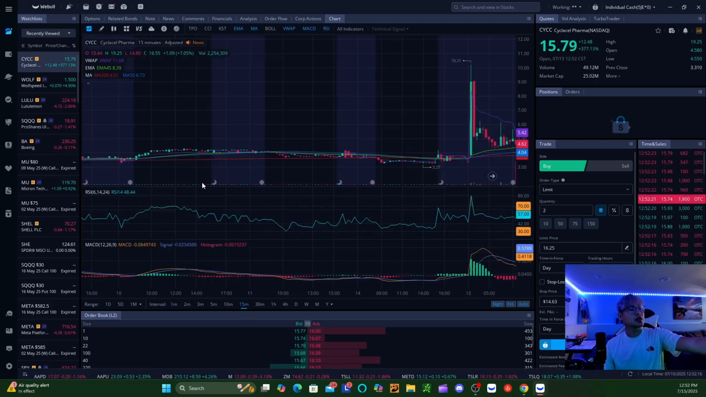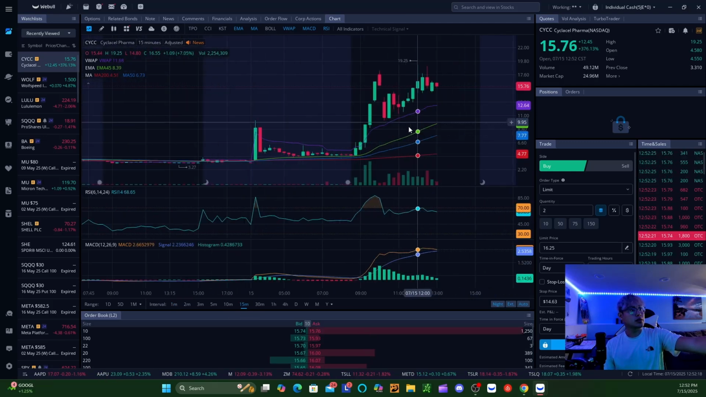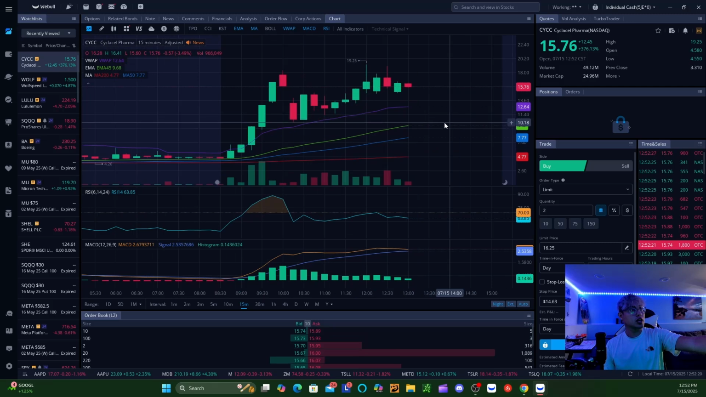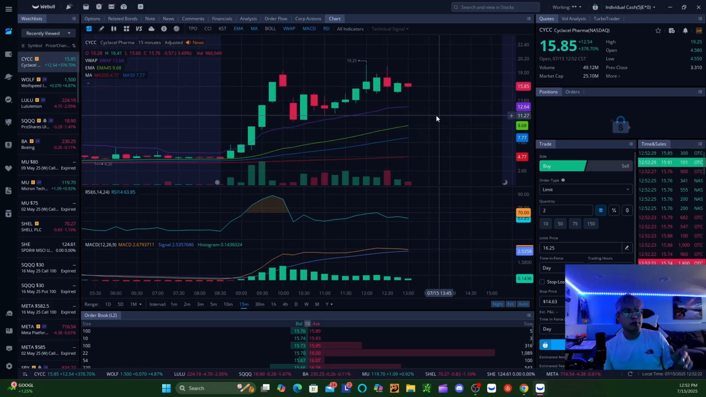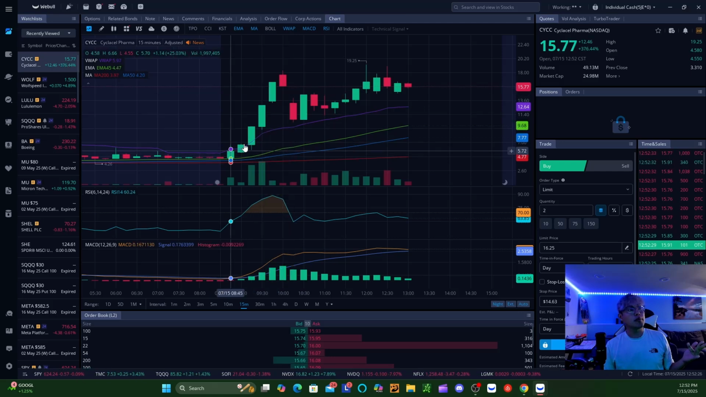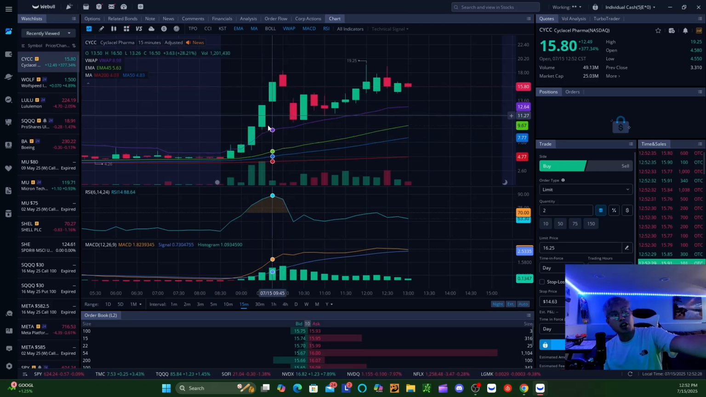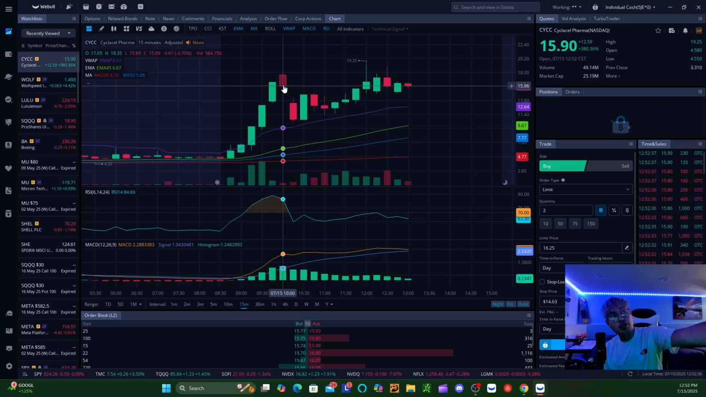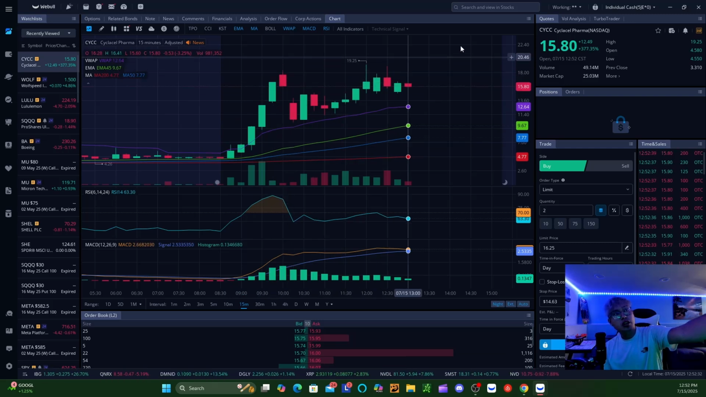I typically trade on the 15-minute chart. So my charts usually look a lot more chunky and short and compact, which I like. You can really see where the momentum's going. At one point you could tell with the MACD and the RSI that there was a lot of buying pressure going up on this particular stock called CYCCC.